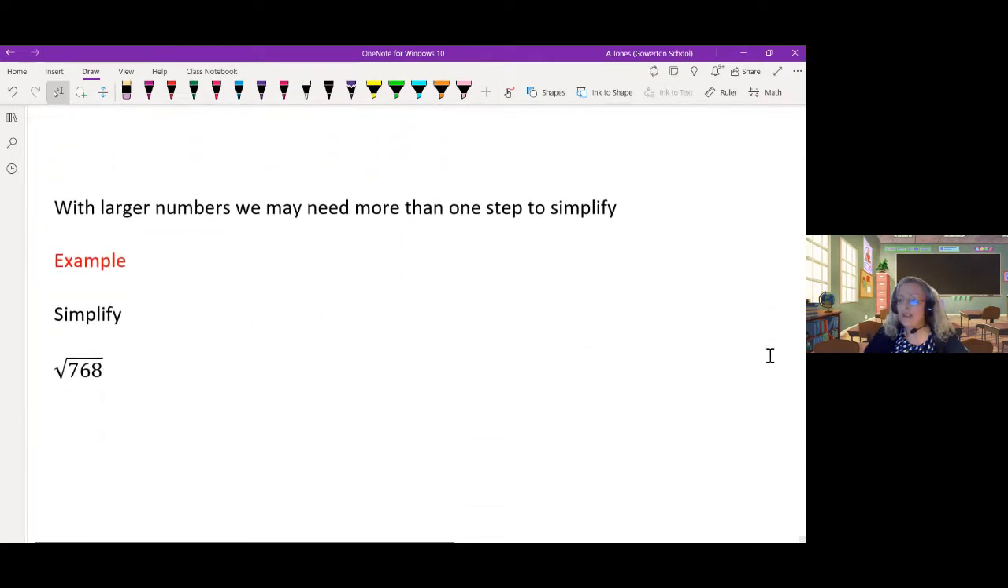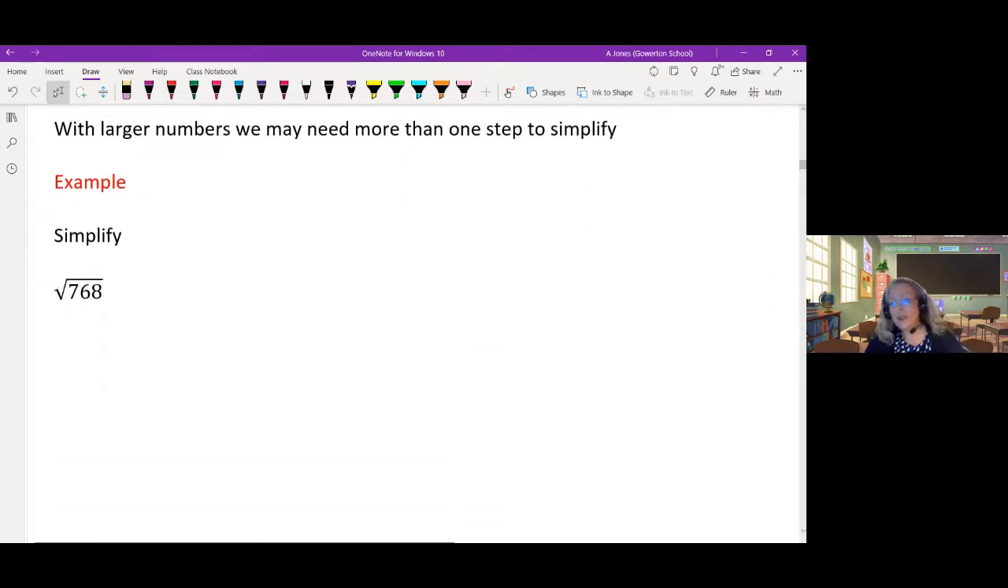So we often get larger numbers, and if we get a larger number, we might need more than one step to simplify. So I've got quite a large number here, and they do tend to do this in the exam. So I've got 768. The first thing I do when I look at this is I think, well, what square number might go into this? And I think 4 might go in. So I'm just going to check that. Now, this will often be on a non-calculator paper, so I am going to double check that 4 goes into 768.